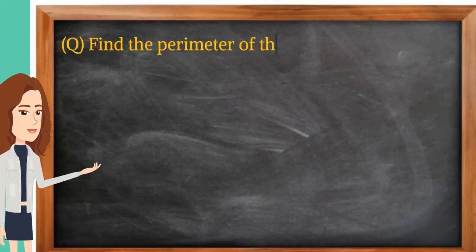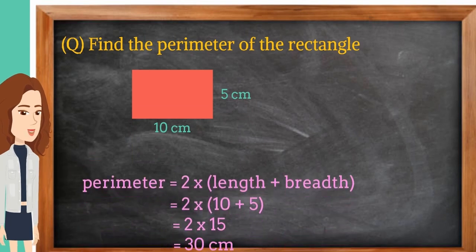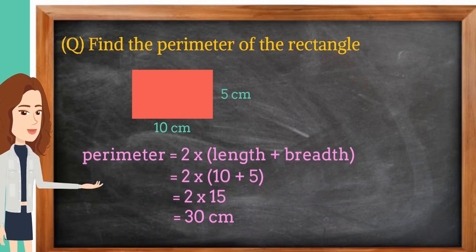Find the perimeter of the rectangle. The perimeter is equal to 2 times length plus breadth. Here length is 10 centimeters and breadth is 5 centimeters. Using the formula, the perimeter is 2 times 10 plus 5, which means 2 times 15. The final answer is 30 centimeters.